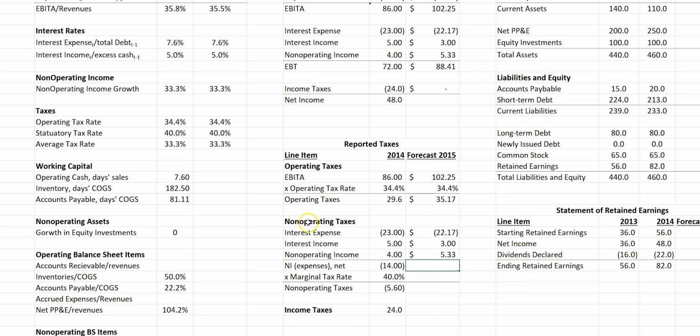So we're going to take the net of our non-operating income here. It's going to be a negative because our interest expense outweighs our non-operating income. So we're going to have some tax savings, a tax reduction from what the operating taxes are to what the reported taxes are going to be. So we multiply that by our statutory rate. That's our marginal rate. And we calculate our non-operating taxes. So our operating taxes will be reduced by our non-operating tax savings.